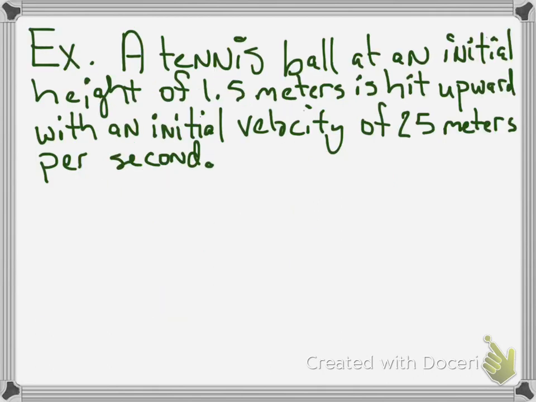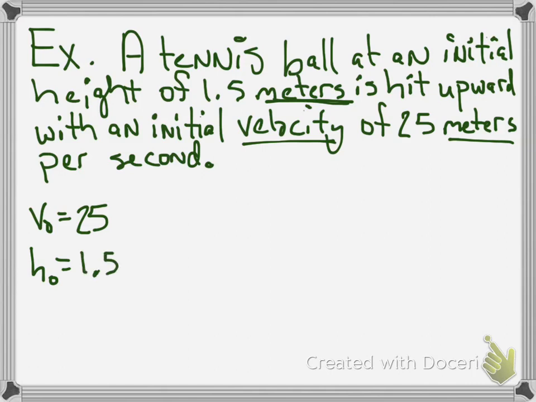So here's an example. A tennis ball at an initial height of 1.5 meters is hit upwards with an initial velocity of 25 meters per second. Okay, so which formula am I going to be using? Well, I can see here I've got meters. So I need to identify, first off, which one is my initial velocity. The v0, initial velocity, is 25. And what's my initial height? It says it's 1.5 meters off the ground. Okay, and I will use the formula that has the negative 4.9 in the front.